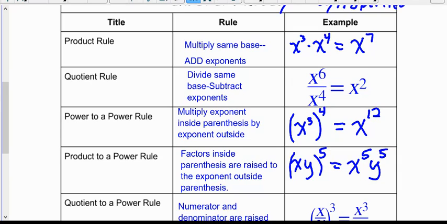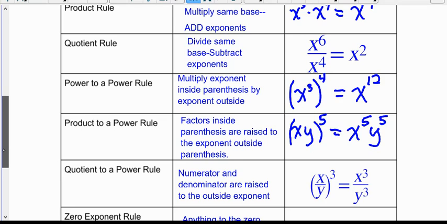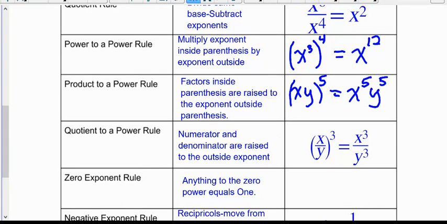Same thing's going to happen when we have a quotient where we're dividing something. So this is a quotient, x divided by y. If that quotient is raised to the third power, the numerator and the denominator are both raised to that power. So it is a distributive property kind of idea. Same thing here, we distribute this to both factors, to the numerator and denominator.